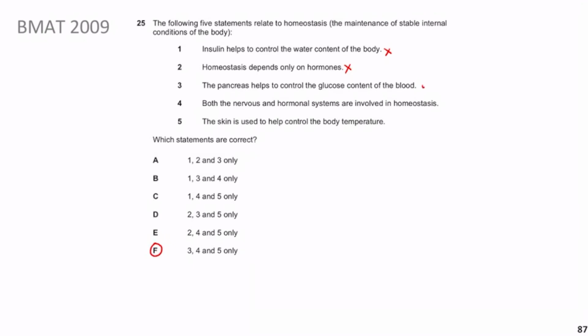So this is true. And remember, the other function of the pancreas is the exocrine function, releasing enzymes into the small intestine, digesting lipids through lipases, proteins through proteases, trypsins, that sort of thing, and carbohydrates through amylases. And then it says both the nervous and hormonal systems are involved in homeostasis. Yes, we just described that, and that's the counter to number 2. So this is true. And it says the skin is used to help control the body temperature. Yeah, we just saw a question on it through the hair erector system, and also through the blood supply to the surface of the skin. So this is also true.